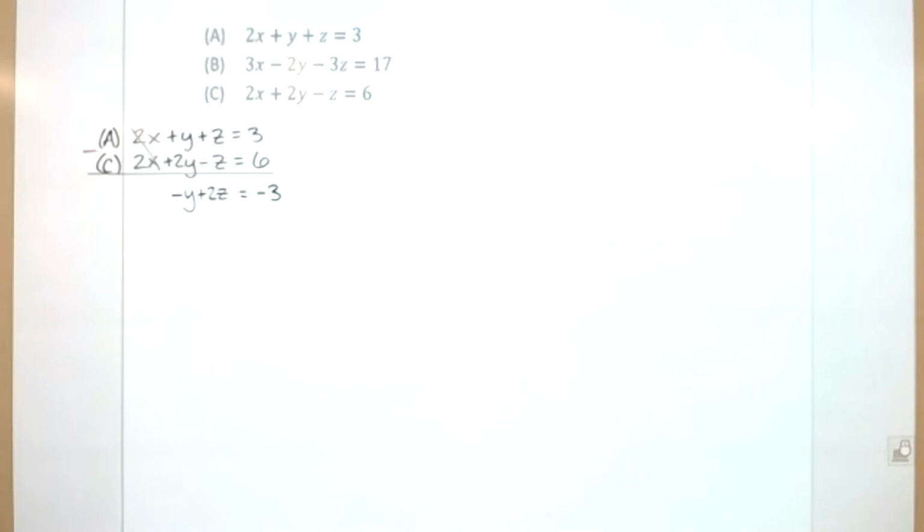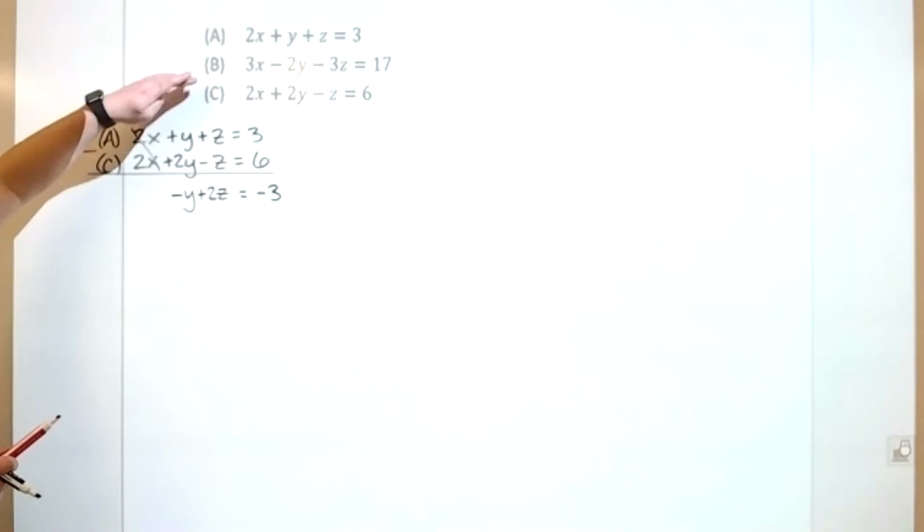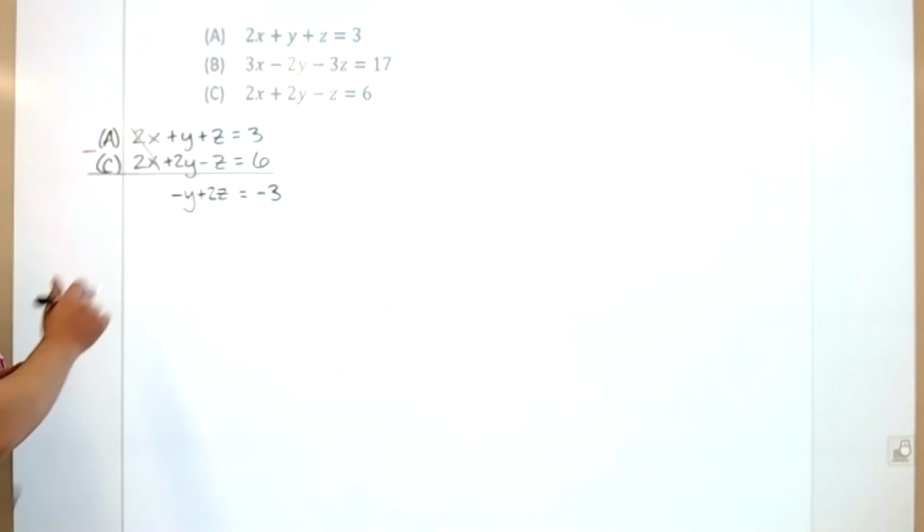Now, what I've done here is I've started with two equations, A and C. I've subtracted one from the other, and I've created a brand new equation. It's important to note that there is no x in this equation. So I went from three variables to two variables. And as this is a new equation, I'm going to give it a new label. A, B, C, let's call it D.